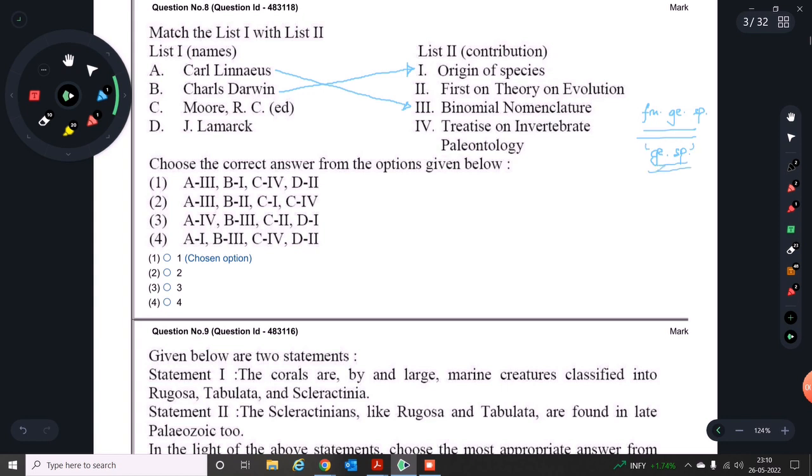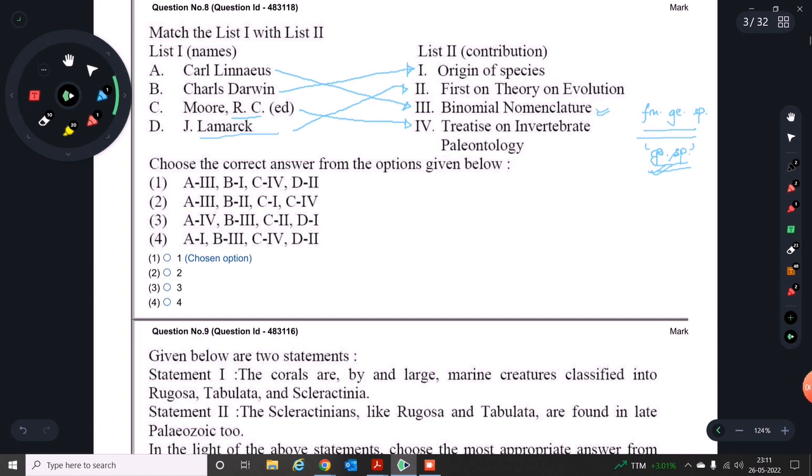And there are some conventions that it will be in italics. Some names will be in bold. The first letter will be in block letter. So these are some of the conventions. If you want to go in depth, read about binomial nomenclature. Linnaeus gave it. Okay. And then we have J. Lamarck and R.C. Moore. Basically they provided a treatise on invertebrate paleontology, and J. Lamarck was the one who first proposed the theory on evolution.